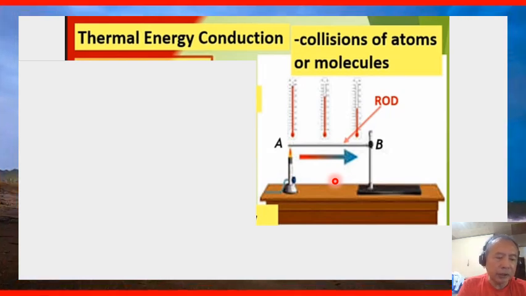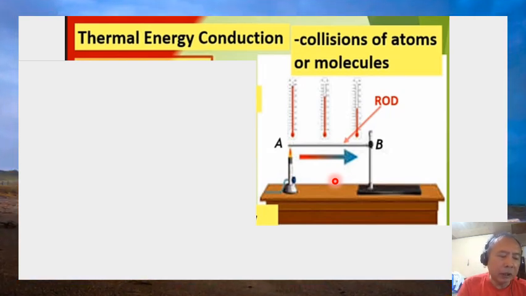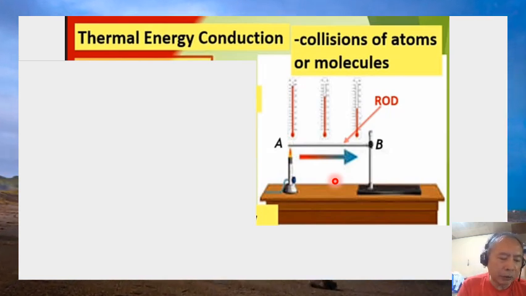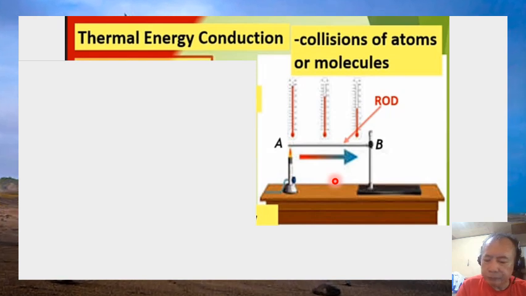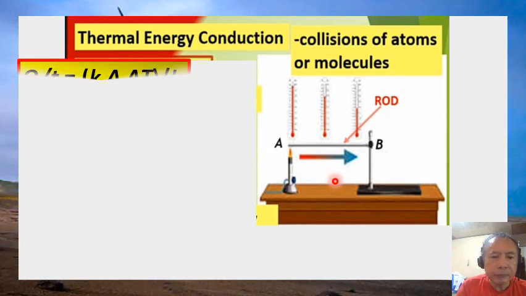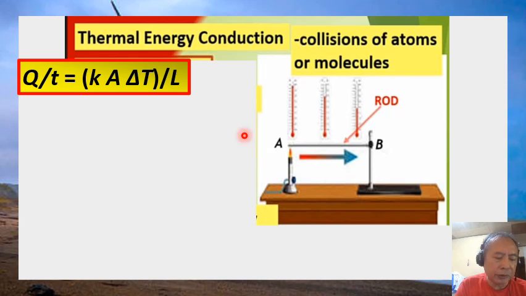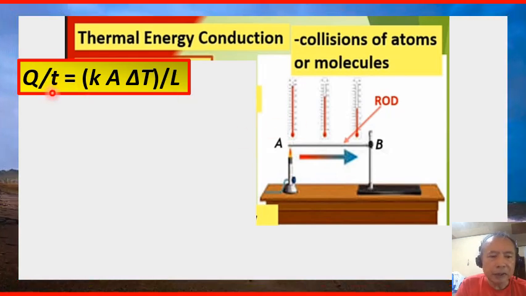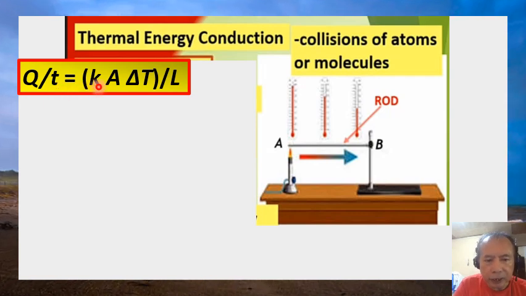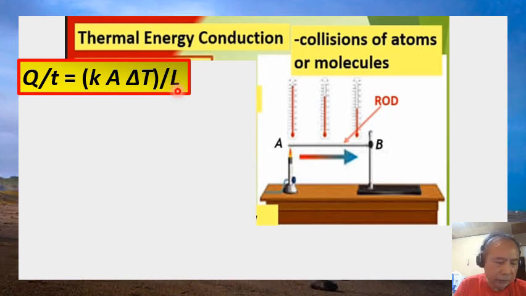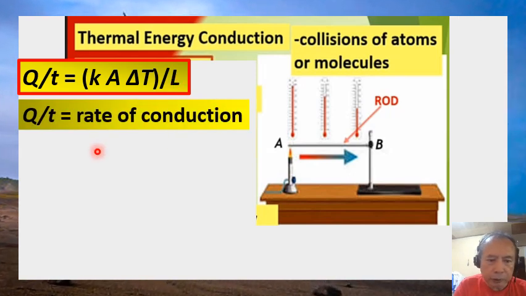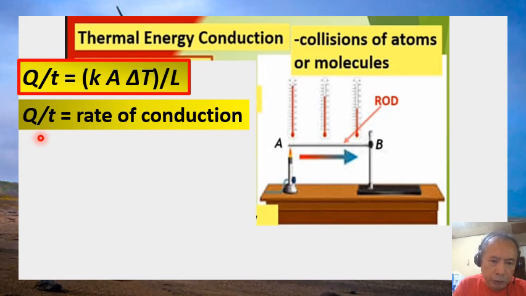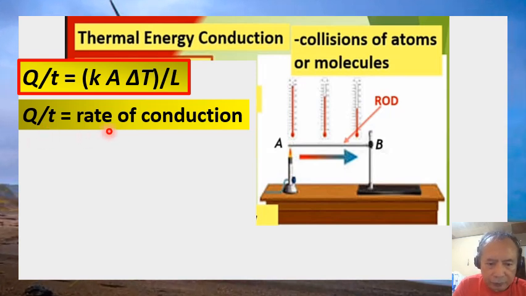This energy is transferred from the hot end to the cold end of the rod. The rate of conduction is determined using the equation Q divided by t is equal to k times A times delta T divided by L, where Q over t is the rate of thermal conduction.